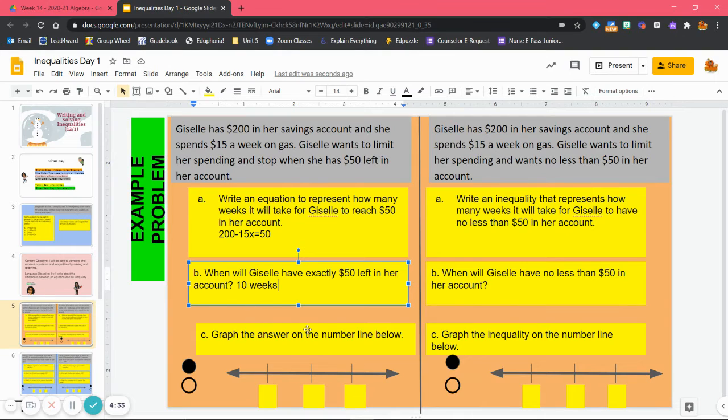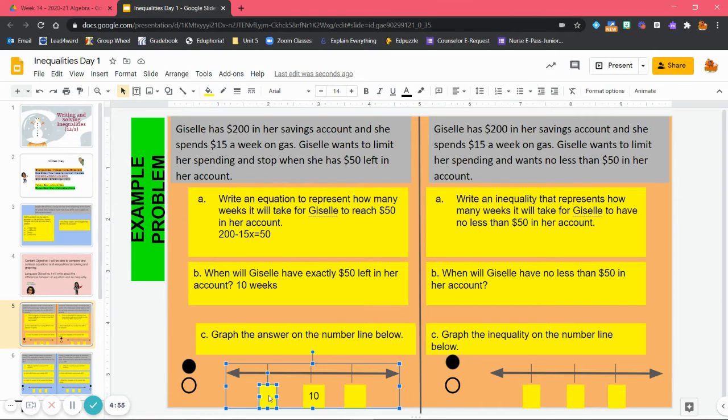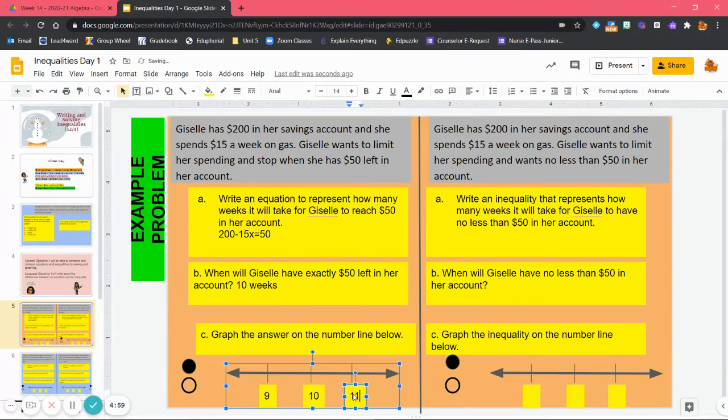So the last step is to graph that answer on the number line below. If you look, there's actually no numbers on the number line. You have to put the numbers in here. So we are going to use our answer from part B, which was 10 weeks, and we're going to put 10 in the middle box. And then, kind of like a number line, you read it from left to right. So before 10 comes 9, and then after 10 comes 11.